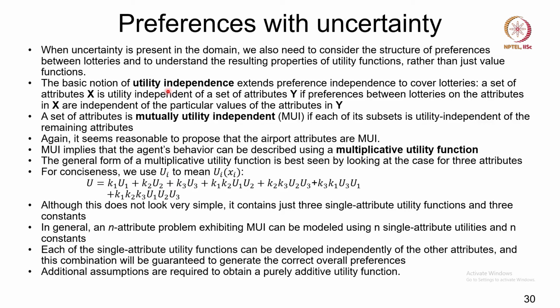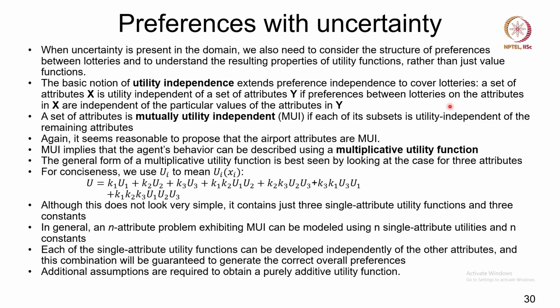So you can also talk about utility independence. Okay. So we spoke about preference independence. So you can talk about utility independence. A set of attributes X is utility independent of a set of attributes Y if preferences between lotteries on the attributes in X are independent of the particular values of the attributes in Y. And you can also have mutually utility independent, okay, just like we had earlier, mutually preferentially independent.